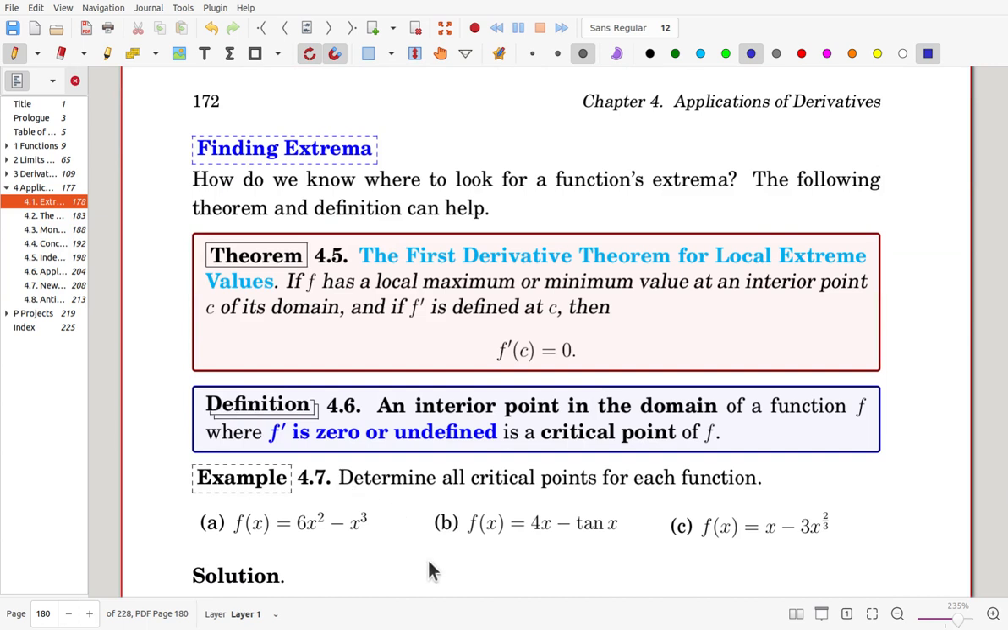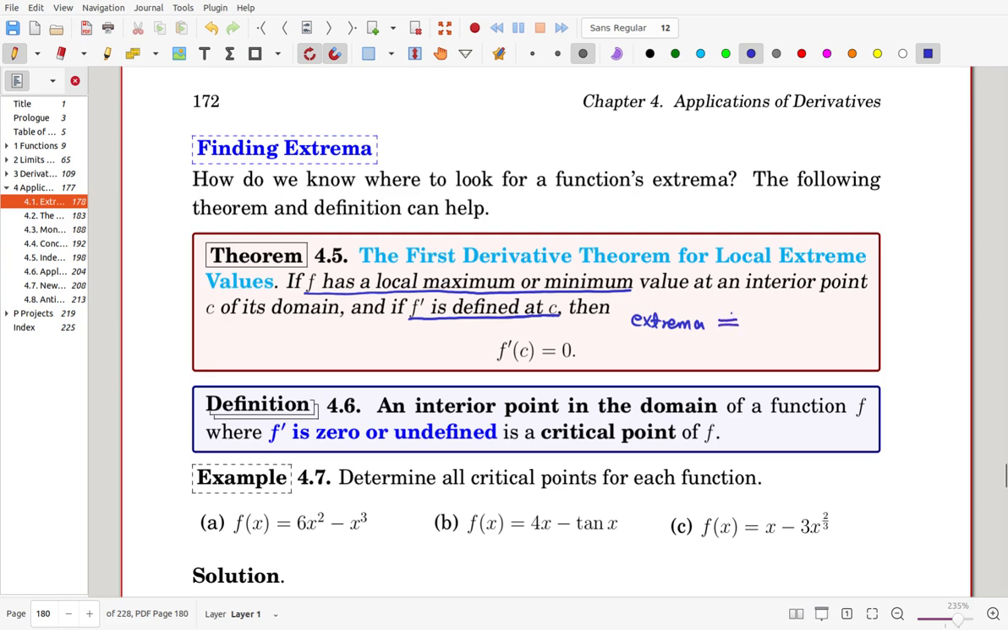Now we'll consider how to find extrema. We'll begin with this theorem, called the first derivative theorem for local extreme values. If f has a local maximum or minimum at a point c, and f prime is defined at c, which means that it's differentiable at the point, then f prime at c equals 0. That means that is an extremum.